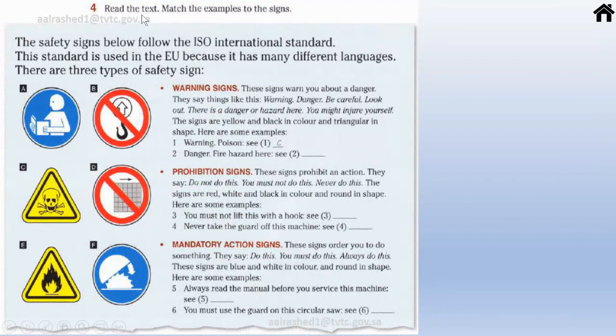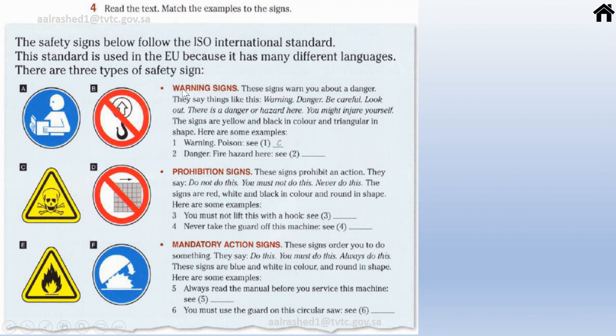Okay, look at 4. Read the text, match the examples to the signs. So we need to match each sign with its appropriate blank. So each sign has a meaning. Okay, and we have from 1 up to 6, and we have 6 signs. Try to match the sign with its meaning in the blanks.